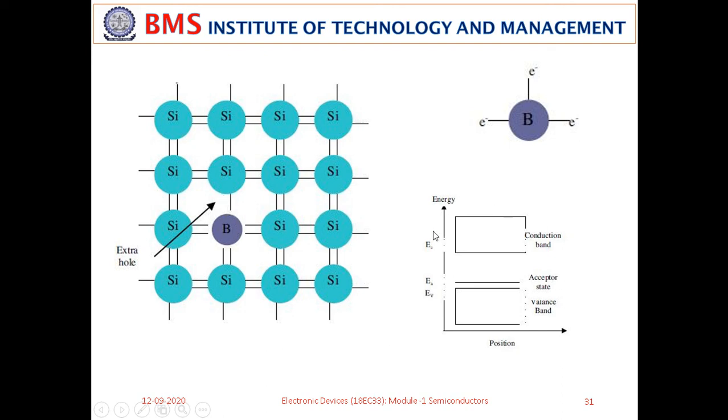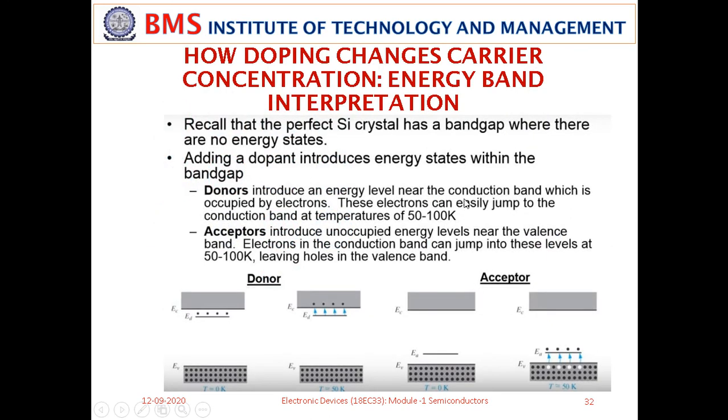From the band structure point of view, by adding the trivalent impurity you are creating an empty position which is close to the valence band here. This empty position is because of adding an impurity element such as boron. Okay, so this is the energy band structure of a p-type impurity. Let's see the next thing with more details.